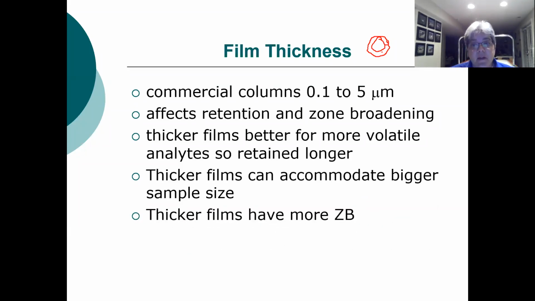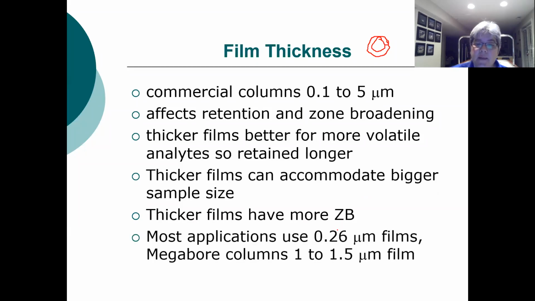Okay, but a thicker film does cause more zone broadening. That megabore column that I mentioned, and remember the purpose of the megabore column is to be able to use a bigger sample size. They typically will have film thicknesses of 1 to 1.5 micrometers.